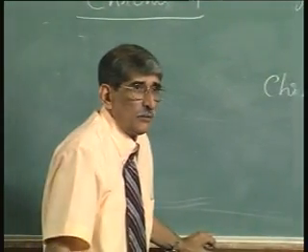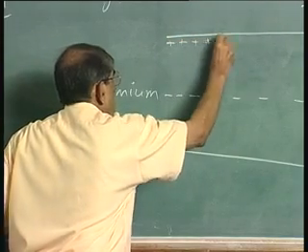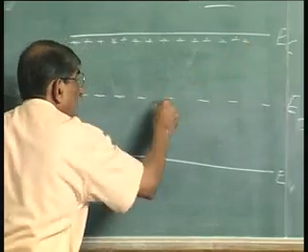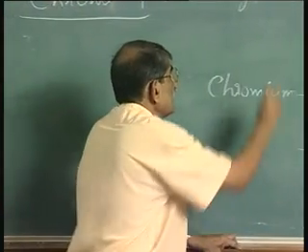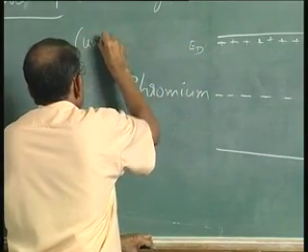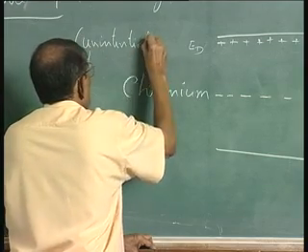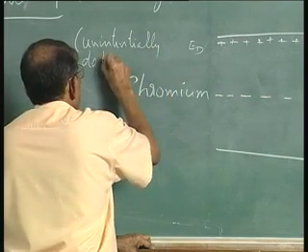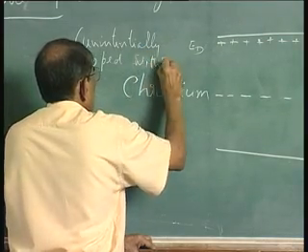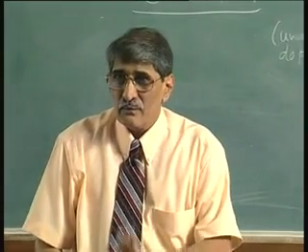Chromium level. Now, you have got unintentionally doped silicon. Let us see how this works out. This is E D, unintentionally doped, intentionally doped with silicon, N type. Now, let us see what happens.